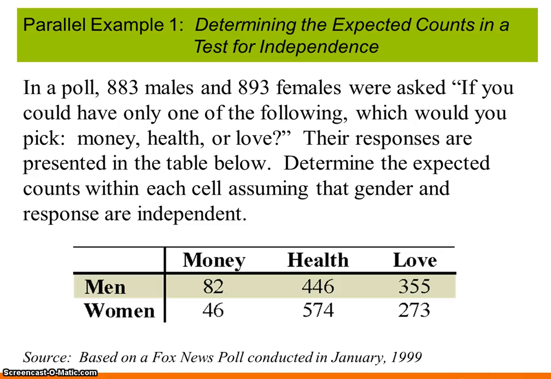As an example here, let's say that in a poll you have 883 males and 893 females, and they were asked: if you could have only one of the following, which would you pick? Money, health, or love? The responses are presented in the table below, and it says determine the expected counts within each cell, assuming that gender and response are independent. So there's no overlap there.